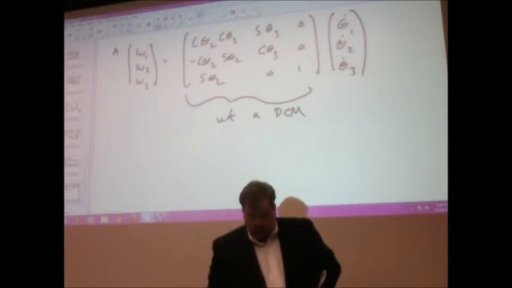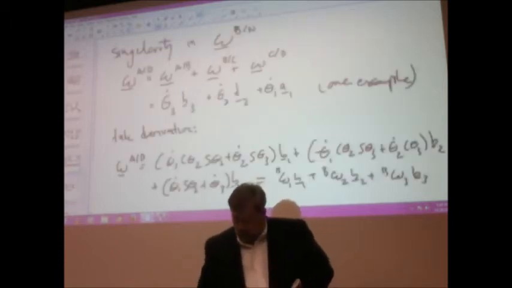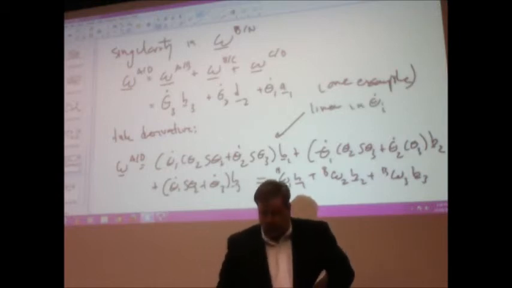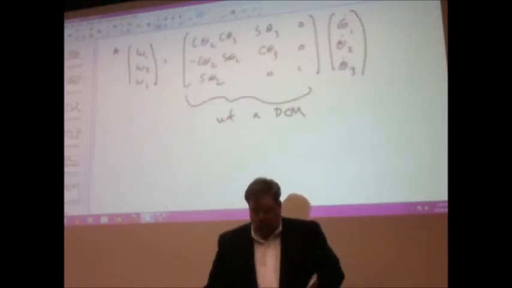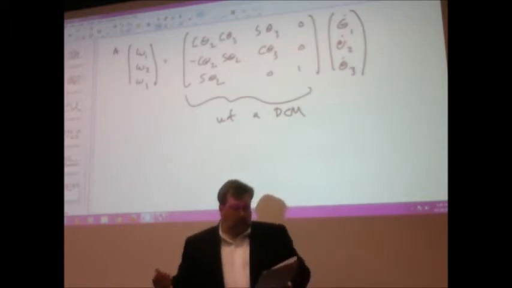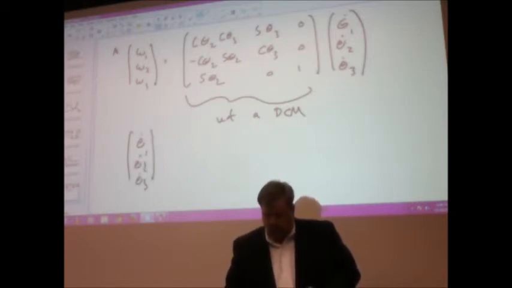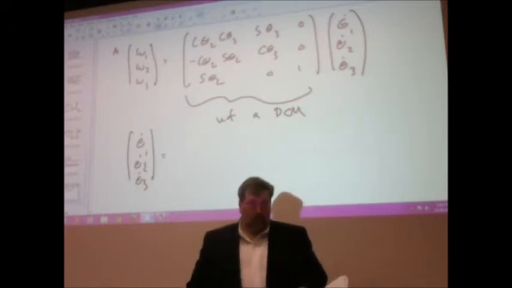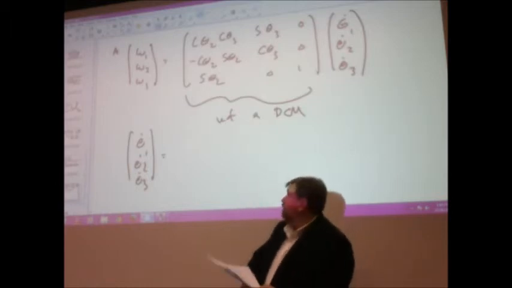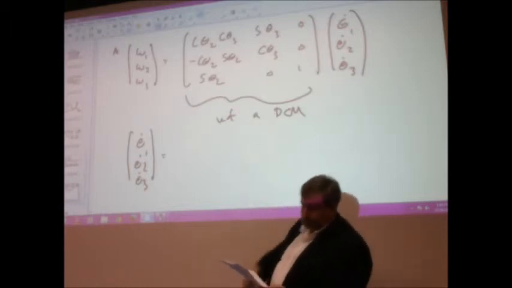Conveniently, though, that whole expression that we had back here is all linear in theta dot, which allows us to do this in the first place. So we can write a linear expression. That's at least sort of nice. But what if we wanted to figure out theta dot 1, theta dot 2, theta dot 3 as a function of the angular velocity components? Well, we would have to invert that 3 by 3 matrix.